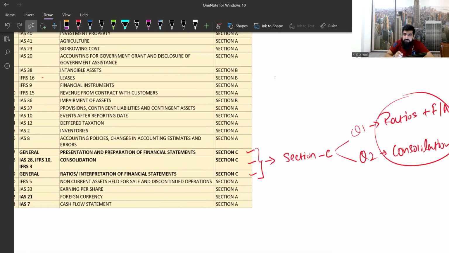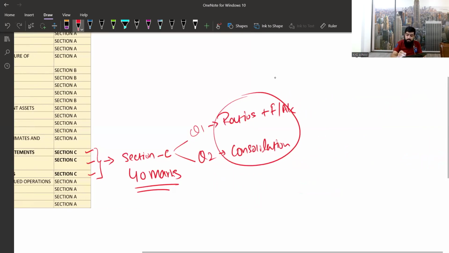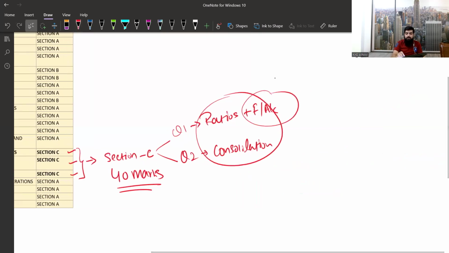And you know the weightage of section C? The weightage of section C is around 40 marks, which means these three areas give you 40% weightage of the paper. But the problem, exclusively for the ratios and most exclusively for the final account, is that I believe final account is not a separate topic. It is basically the summary.